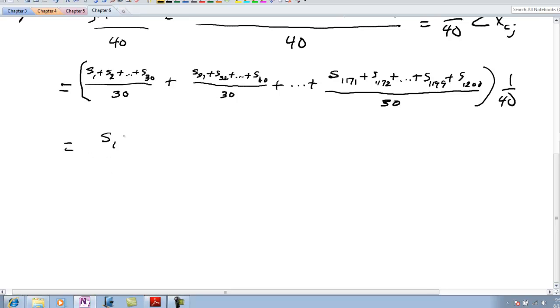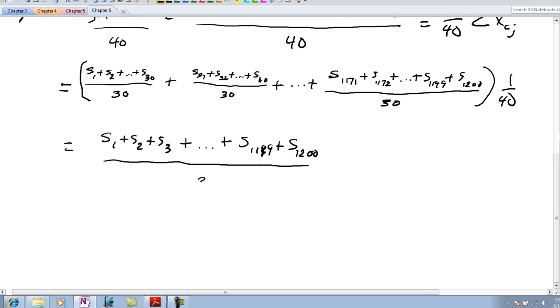And when I do, I have S1 plus S2 plus S3 plus dot dot dot all the way up to S1199 and S1200. And then that's all going to be over 30. And that whole thing will be times 1 over 40. And when we multiply two fractions, we go top times top. This sum times 1 is itself, and bottom times bottom. 30 times 40 is 1200.